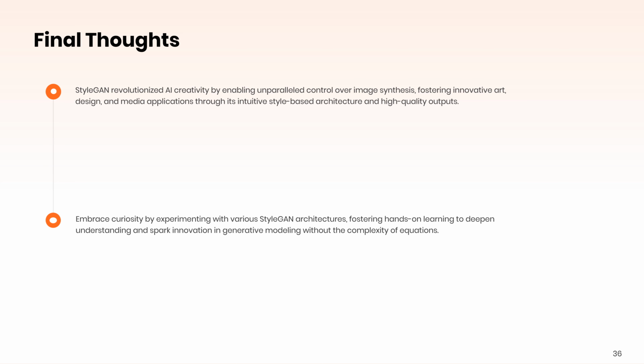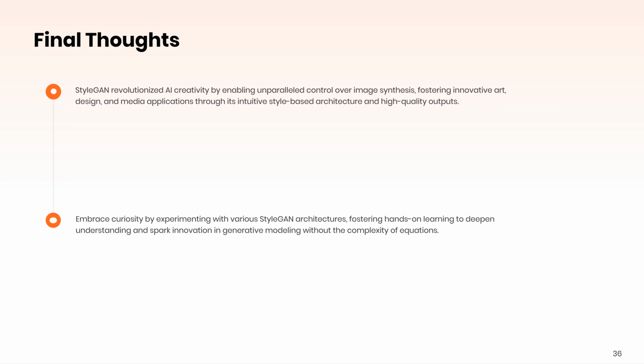StyleGAN's own lineage has also benefited from targeted techniques like path length regularization and the truncation trick, which modulate latent space geometry and sampling diversity. These tools are not mere tricks, they are principled levers that shape how small changes in the latent code translate into perceptual changes in the image.